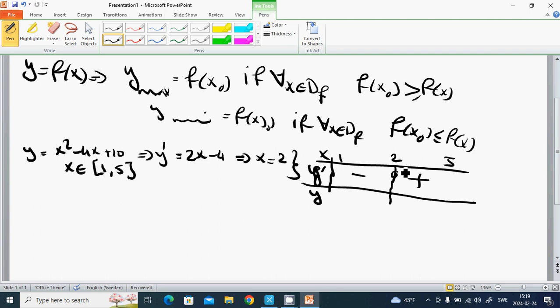y for x equals 2: it is 4 minus 8 is minus 4, plus 10 is 6. And for 1 it is 1 minus 4 is minus 3, plus 10 is 7. Then it goes down and here it goes up. Then we have a minimum at x equals 2. y min equals f of 2 equals 6.